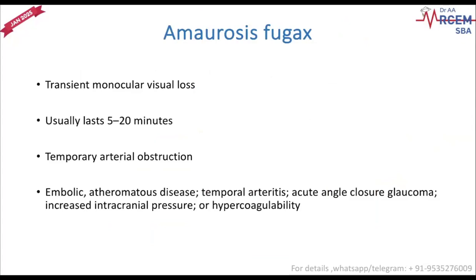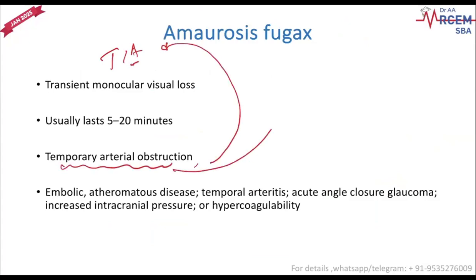Amaurosis fugax. This is nothing but a TIA of the eye. Temporary arterial occlusions cause a TIA. The same thing happens here also. In the eye, if it happens, then it is known as amaurosis fugax. A transient loss of vision will be seen because of obstruction of the central retinal artery. It is a transient thing which has happened. Usually it lasts for 5 to 15 minutes.